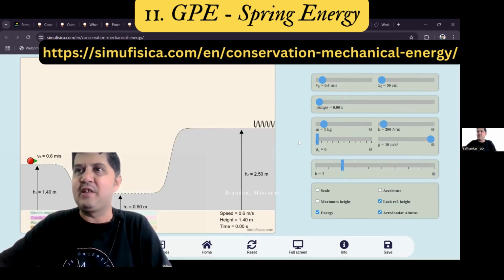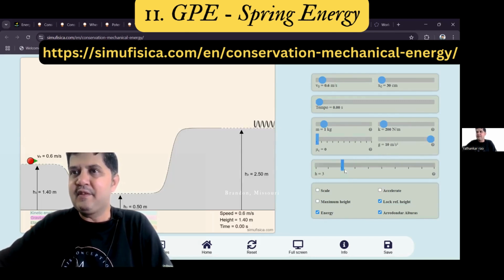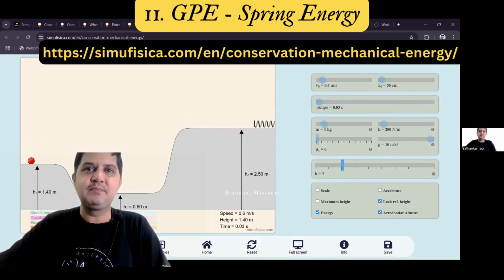The spring constant is given here. The g value is set to Earth. There's no friction. Then the height of this is equal to 3 meters. And then there's no accelerator over here, there's no engine being kept over here, maximum height, energy, and so on. Let me run this. How do I run? I run here.